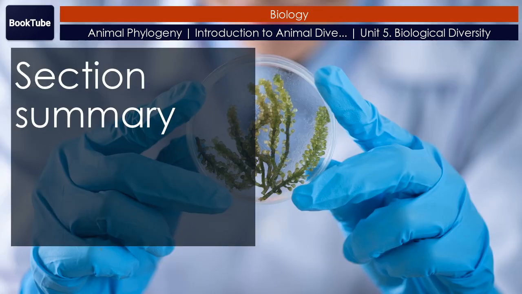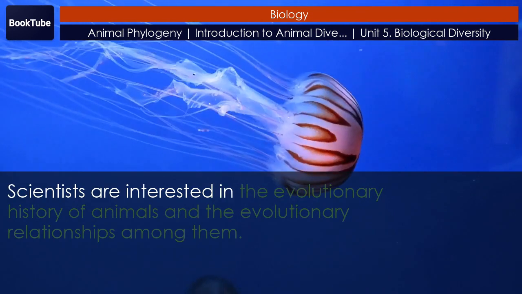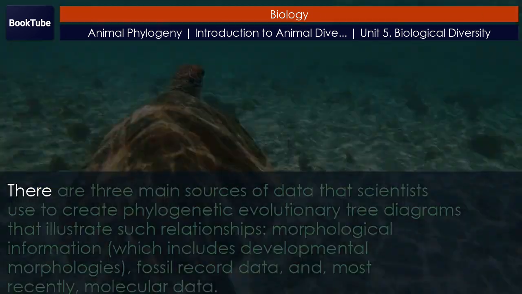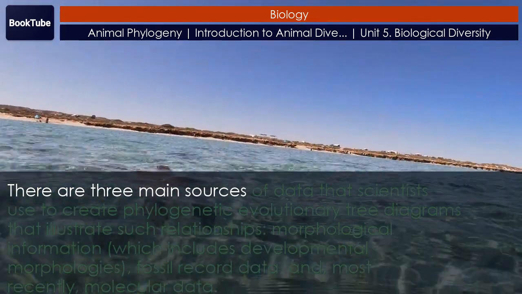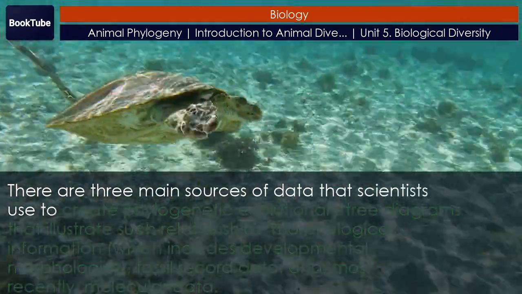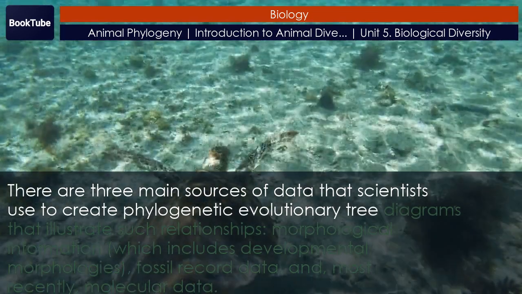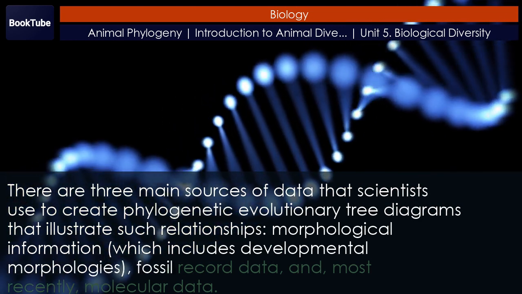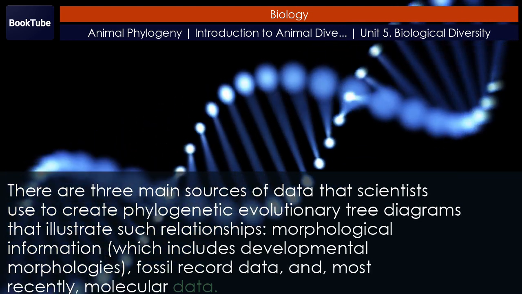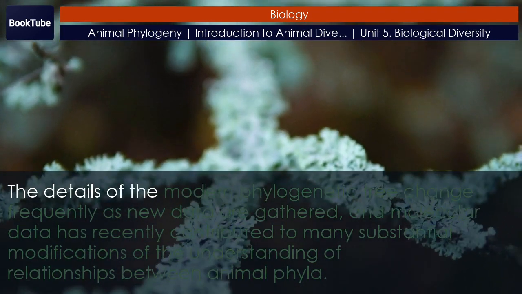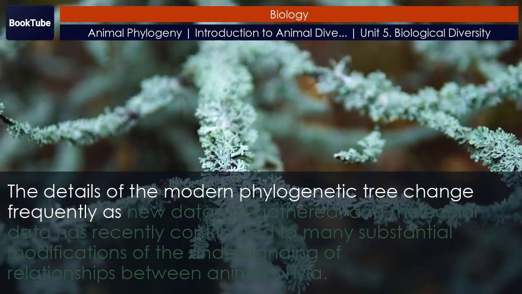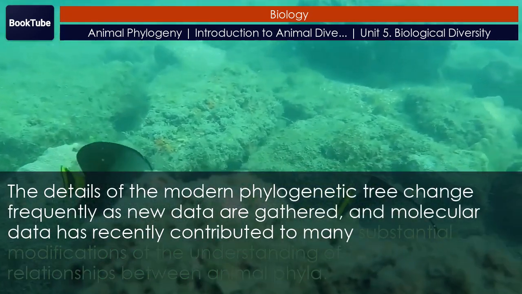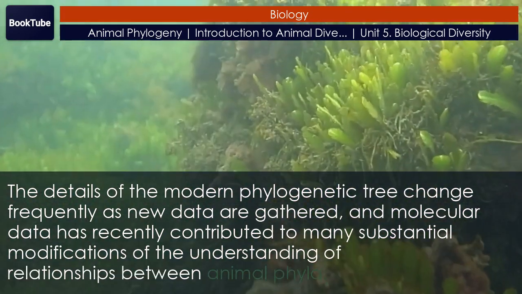Section summary. Scientists are interested in the evolutionary history of animals and the evolutionary relationships among them. There are three main sources of data that scientists use to create phylogenetic evolutionary tree diagrams that illustrate such relationships: morphological information, which includes developmental morphologies; fossil record data; and, most recently, molecular data. The details of the modern phylogenetic tree change frequently as new data are gathered, and molecular data has recently contributed to many substantial modifications of the understanding of relationships between animal phyla.